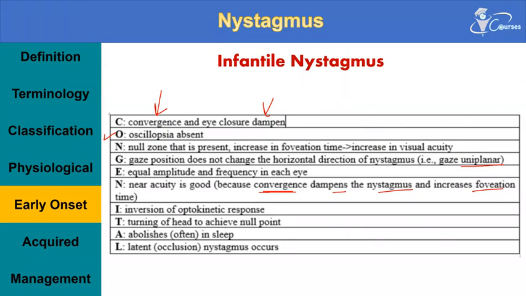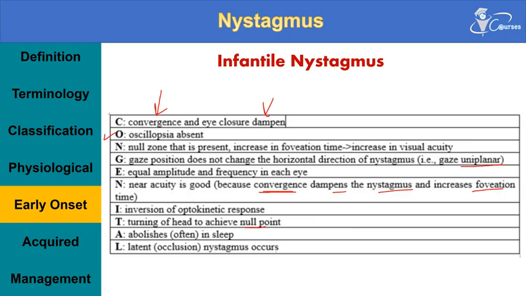T is turning of the head to achieve the null point, or the patient assumes a compensatory head posture. The patient will try to look for a position where they have the least nystagmus movement, which will be the null point. A is abolished, or usually decreased, in sleep. And L is latent nystagmus or occlusion nystagmus, meaning that by occlusion of one eye, the nystagmus of the other eye appears. So this sometimes happens.